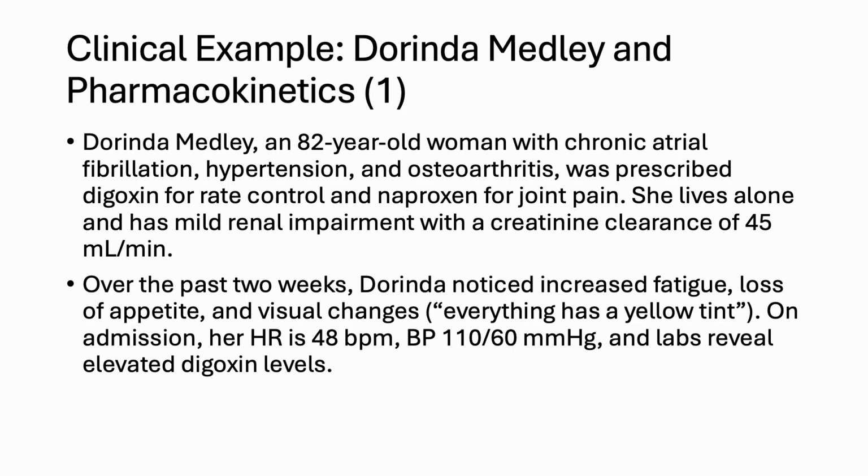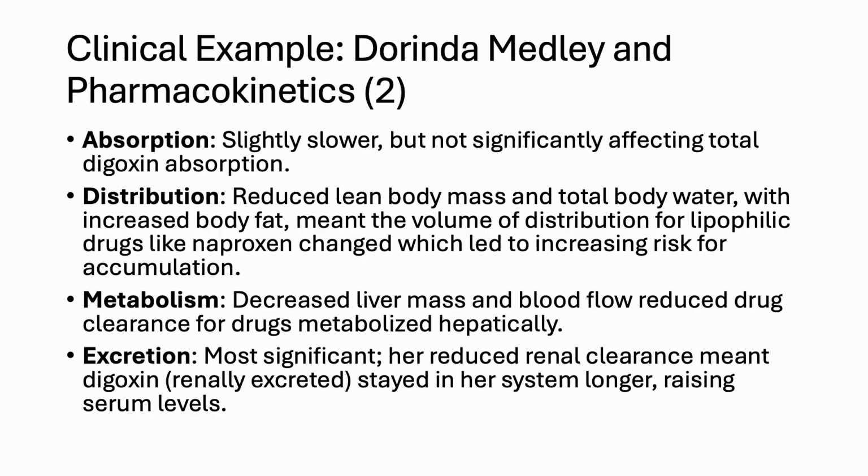And we know that from her creatinine clearance. It's a little bit high, so she's not getting rid of creatinine like she should. Over the past 2 weeks, she has noticed some symptoms. She's tired, she's not eating, everything has a yellow tint. On your assessment, she has a low heart rate, 48 is low. Blood pressure seems okay, but her labs have elevated digoxin levels, so there's too much digoxin in her bloodstream. So what has happened with Dorinda that has led to these problems, including increased digoxin in her bloodstream?